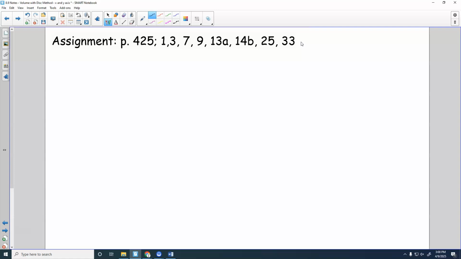All right, you can use the calculator on... let's see. 1 and 3 are going to be easy. 7 is pretty easy. You can use the calculator on 9. 13 is going to be pretty easy. 14, I'll let you use it on 14B, although it's not that bad. 25 and 33. So you guys can use the calculator on those that I highlighted there.